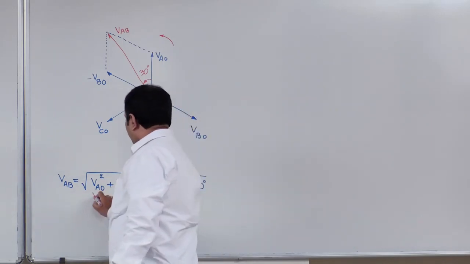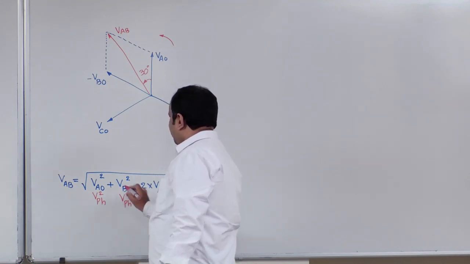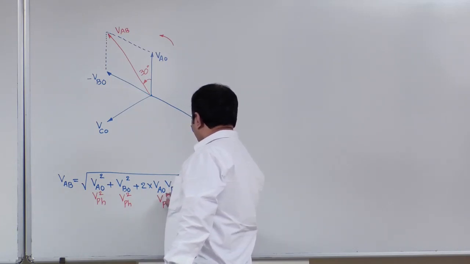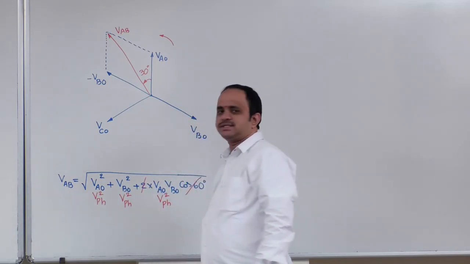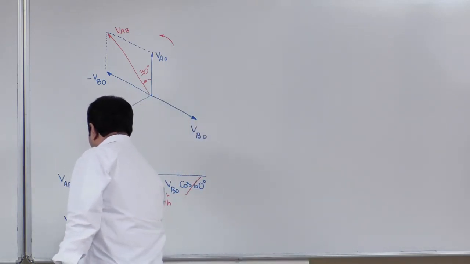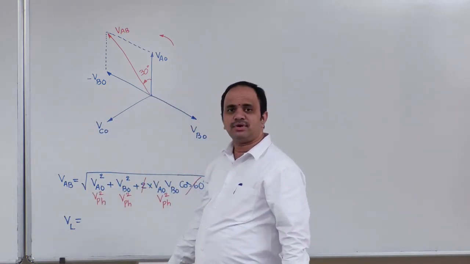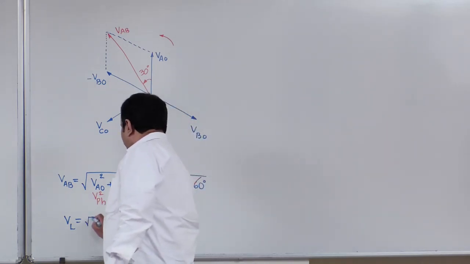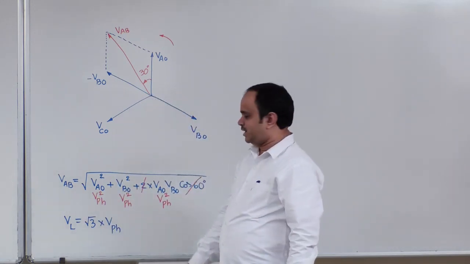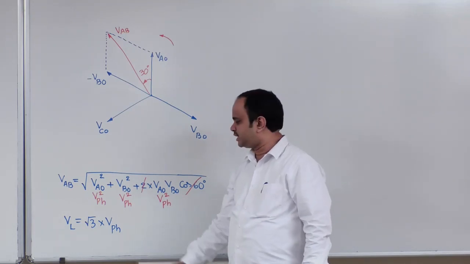Now VAO I can use as V phase square, VBO square can also be written as V phase square, and this is also V phase square. This 2 and cos 60 will get cancelled out. Therefore, I can write down here the relationship: line voltage is equal to under root 3 times V phase square. Therefore, we will get VL is equal to root 3 multiplied with the phase voltage.